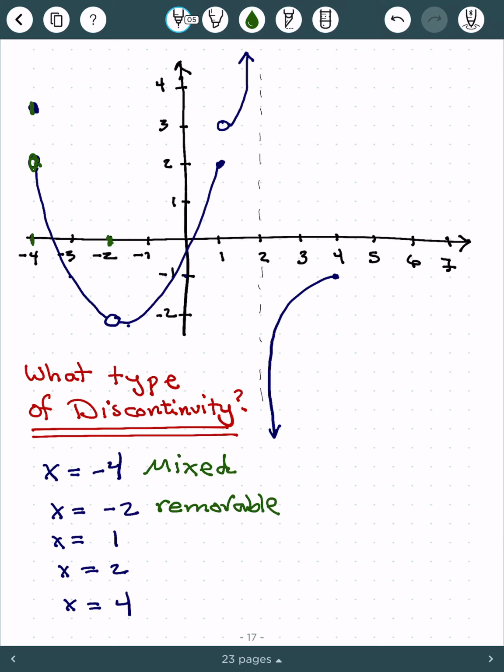What about when x equals 1? So here I'm jumping from here up to here, so that's a jump discontinuity. At 2, you see the asymptote right here, so that's going to be infinite. And then finally here at 4, the function just sort of ends there, so that's an endpoint.